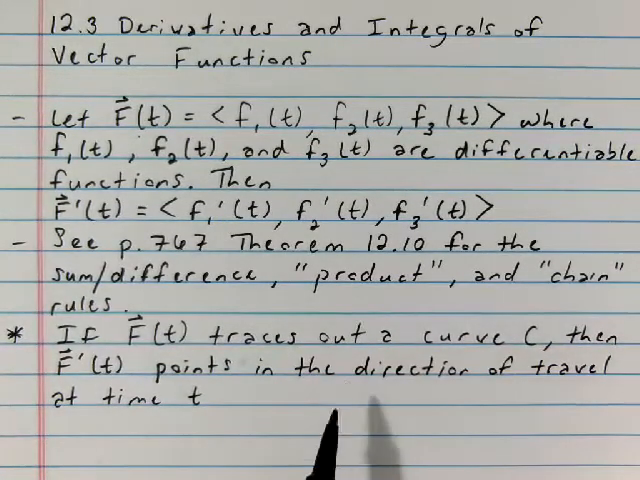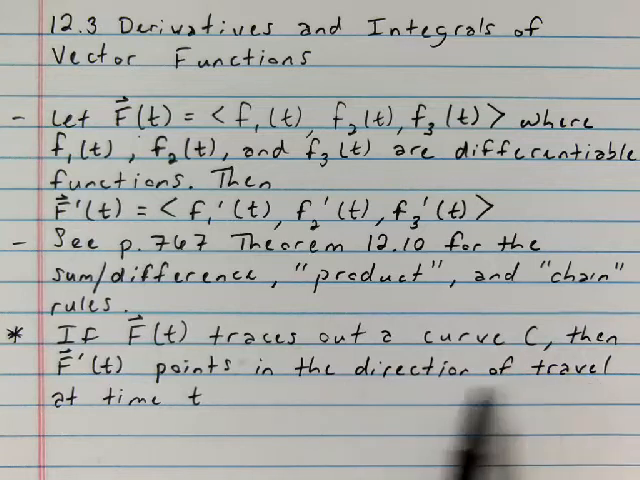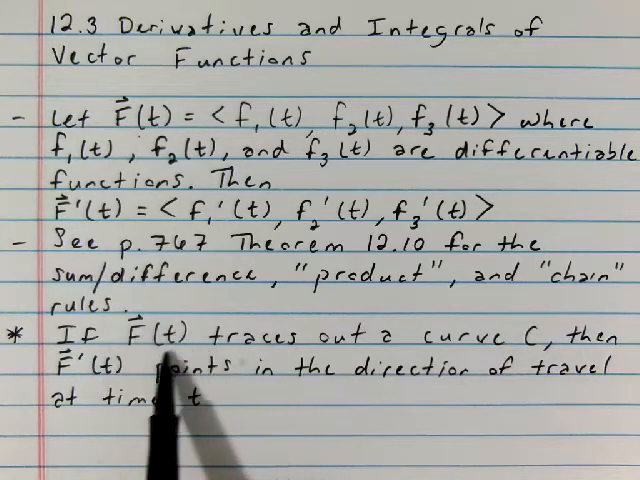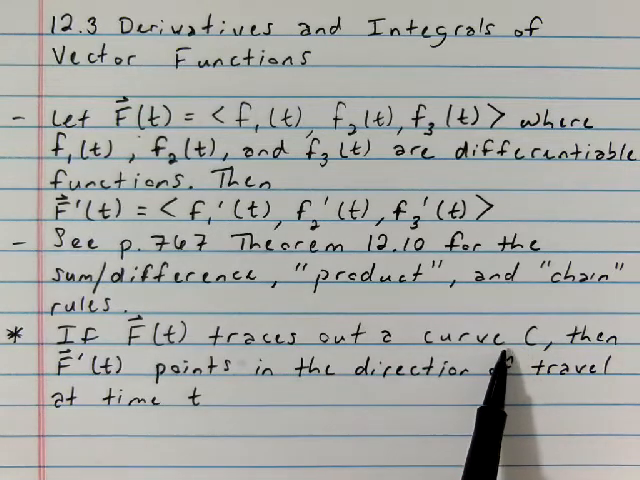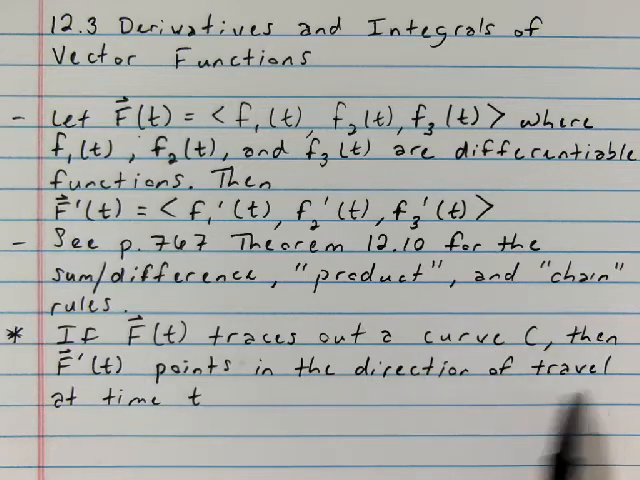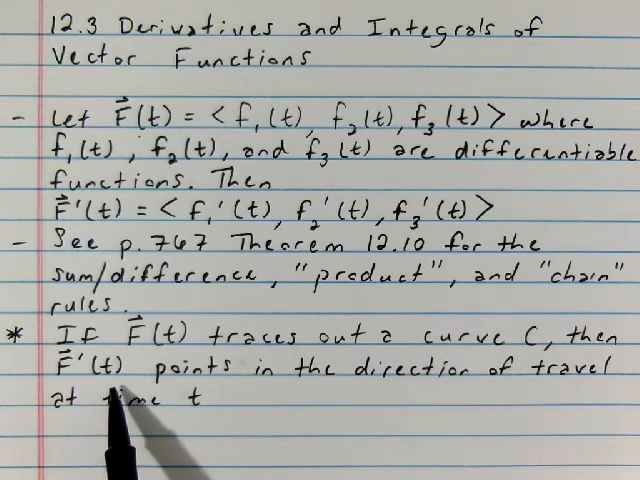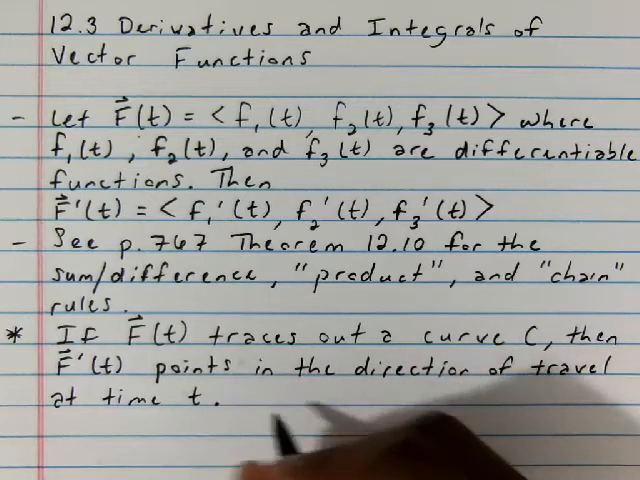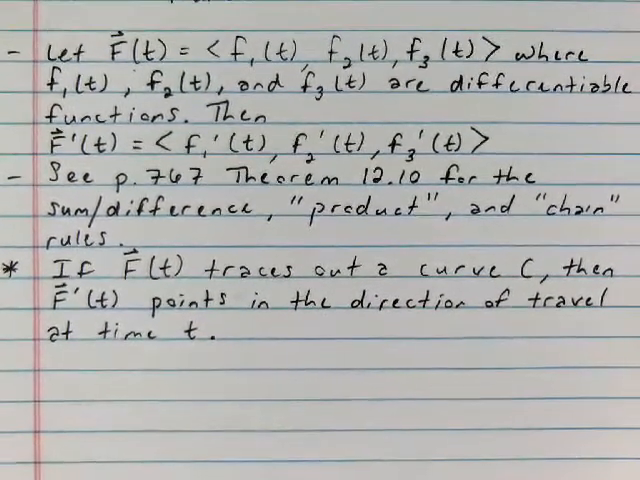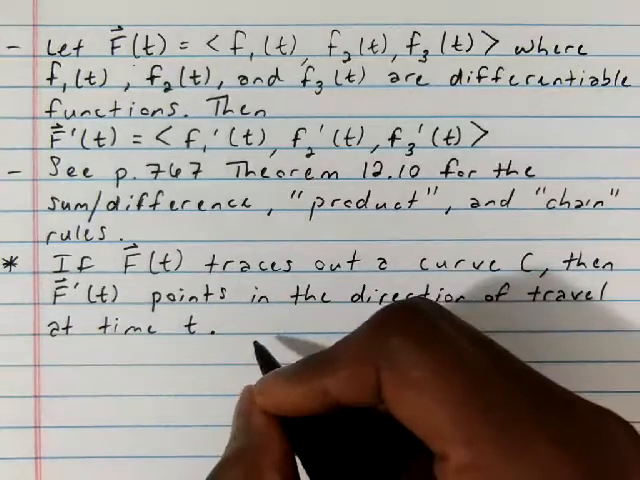So when I say points in the direction of travel, what do I mean by direction of travel? Remember when we have some vector function tracing out a curve C, we always put arrows on that curve C to indicate the direction of travel of whatever it is that we're discussing. So that's what I mean here, that the f prime of t is going to point in the direction of travel at any time t. And I'm going to sketch a picture of this after I finish the explanation. So now I'll explain how you represent that visually.